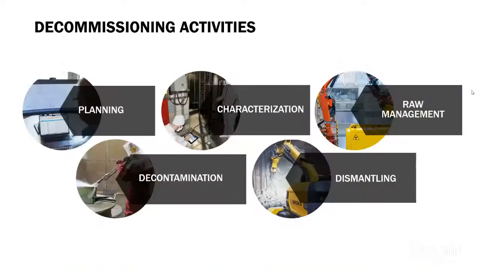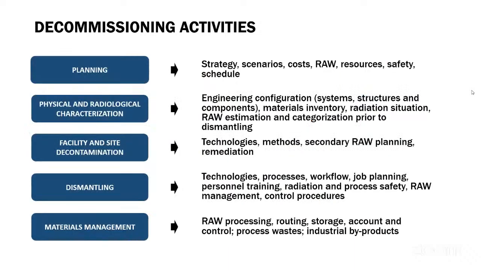These are the main decommissioning activities. It starts with planning, then we do physical and radiation characterization of the facility. We plan the decontamination and dismantling, and of course, we pay a lot of attention to radioactive waste management, because during dismantling, a huge amount of radioactive waste of different levels is generated. But today we will focus on the second stage, which is physical and radiological characterization.